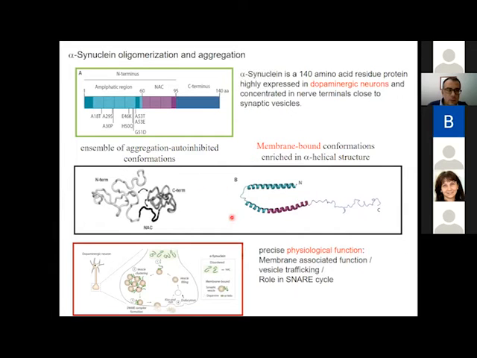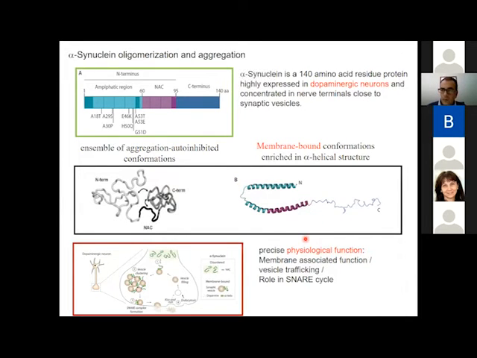The protein exists in the cytoplasm, in the presynaptic terminals in neurons, in two forms: a free form that is intrinsically disordered and adopts an ensemble of aggregation-inhibited conformations, and a membrane-bound form that is enriched in alpha-helical structure. And from this equilibrium depends the triggering of the aggregation intracellularly of alpha-synuclein.